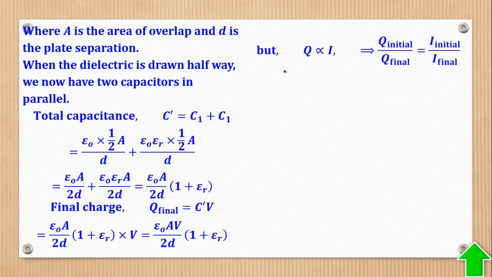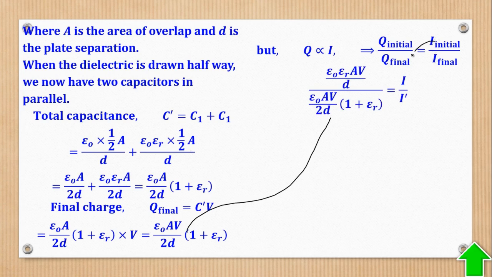But we know that charge is proportional to current. Therefore, Q initial over Q final is equal to I initial over I final. So I'll come and substitute for Q initial, which was in the previous slide, over Q final, to be equal to I initial over I final. Then from there you realize that this AV is going to cancel, and this D is going to cancel.